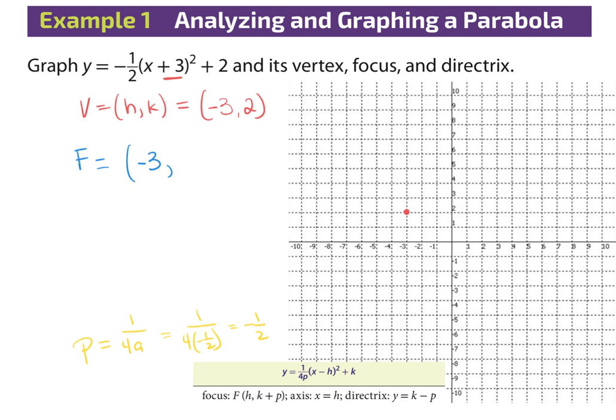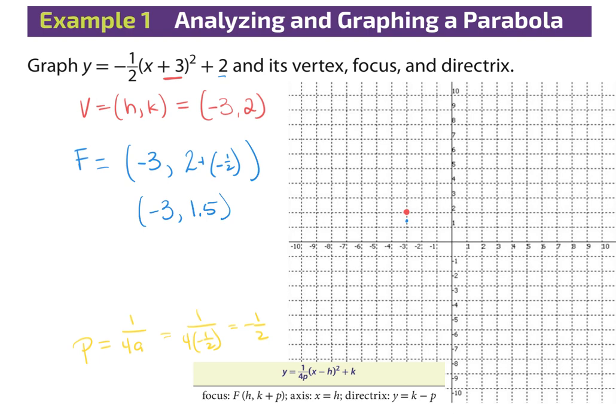I'm going to take my k value, which is 2, and I'm going to add to it a -1/2. All right, so that is my y value of my focus. And of course, I need to simplify that. So it's going to be -3, and then 2 plus -1/2 is just 1.5. Okay. And they want me to graph that as well. So -3 and 1.5, which is going to be right here. -3 and 1.5.